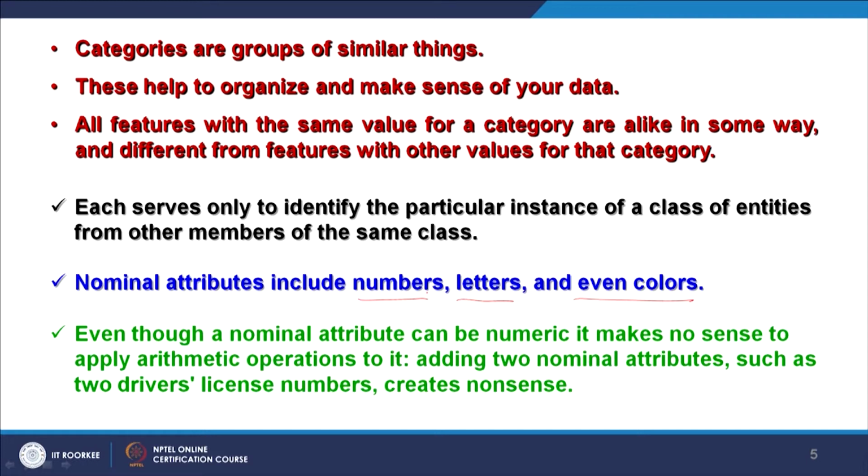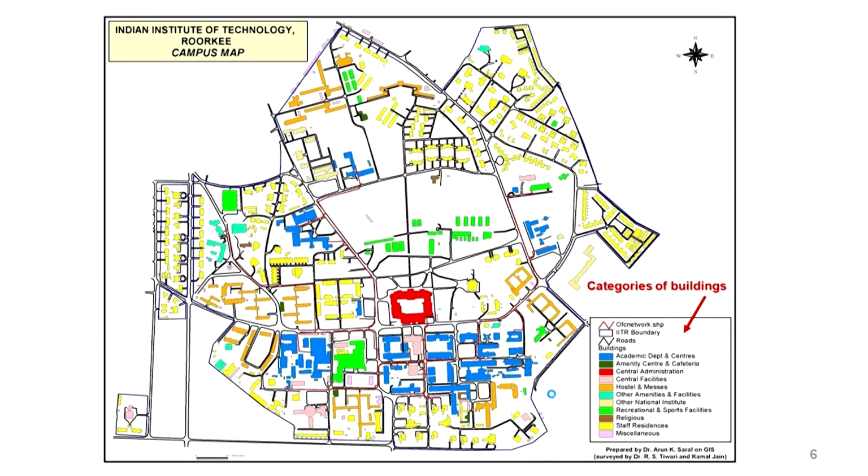For example, nominal attributes can be numeric, as I have just mentioned, however it makes no sense to apply arithmetic operations to them. If I add two nominal attributes such as two driver's license numbers, it creates nonsense, because there cannot be an average license number or average Aadhaar number. Though the numbers are there and arithmetic operations theoretically are possible, practically there is no use of doing such exercises. So all these things come under this.